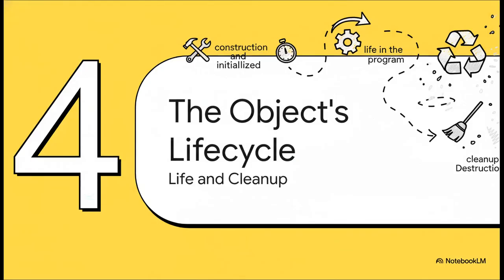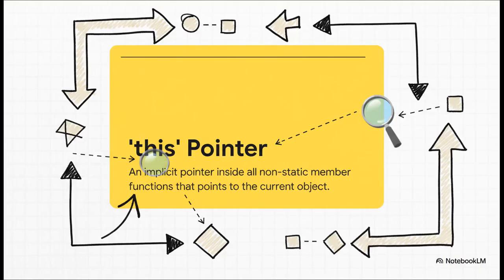So, our object has been born. It's been constructed, it's been initialized. Now let's talk about its life inside the program and, just as important, what happens when its job is finished. During its life, an object often needs to refer to itself. That's where the this pointer comes in. It's this implicit pointer that's just available inside every method, and it always points back to the current object. It's basically how an object says, hey, I'm talking about my own data right now.